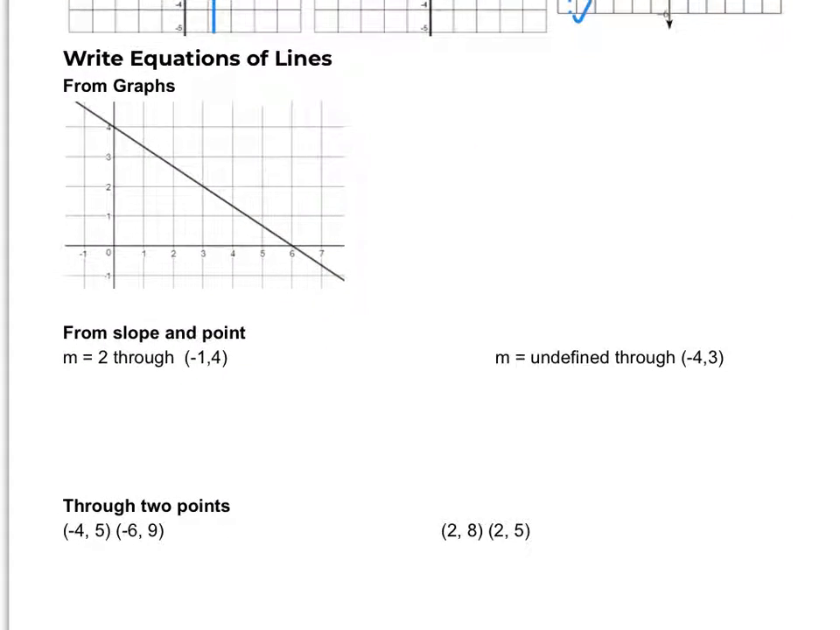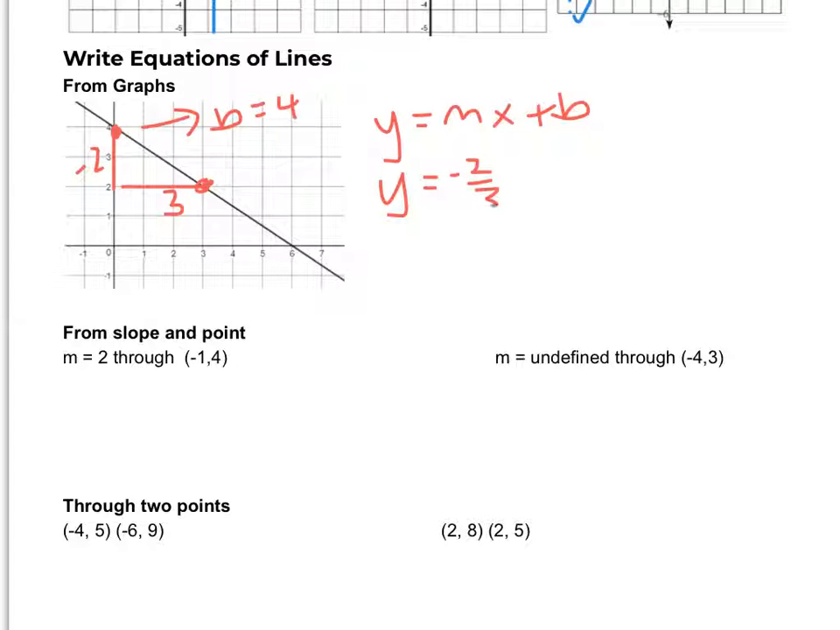Then we looked at writing equations of lines given certain information. So when I have a graph, my goal is to find my y-intercept and my slope. So my y-intercept, or my b here, is going to be 4. And then I want to find my slope, find another point it goes through, down 2 right 3. So y equals mx plus b. So y equals negative 2/3 x plus 4.